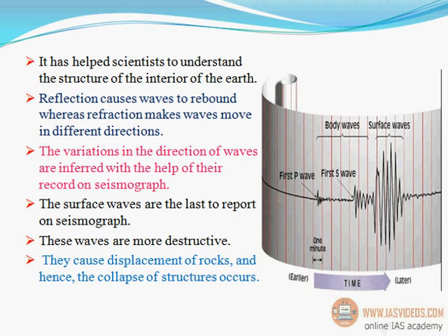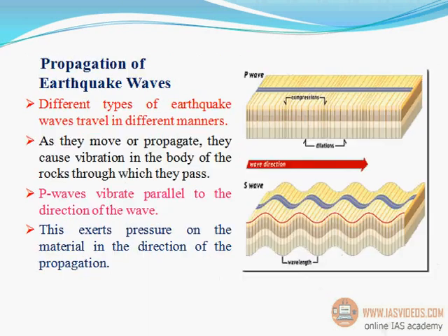The surface waves are the last to report on seismograph. These waves are more destructive. They cause displacement of rocks, and hence, the collapse of structures occurs. Propagation of earthquake waves. Different types of earthquake waves travel in different manners. As they move or propagate, they cause vibration in the body of the rocks through which they pass. P waves vibrate parallel to the direction of the wave. This exerts pressure on the material in the direction of the propagation.